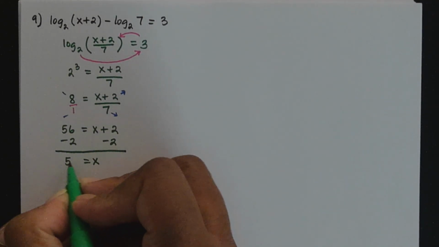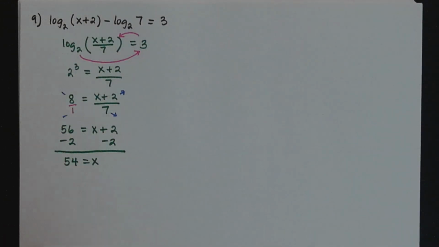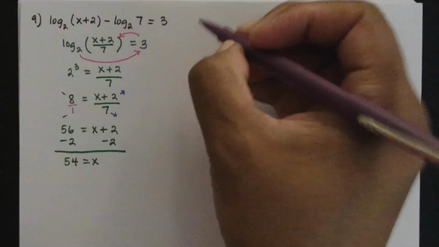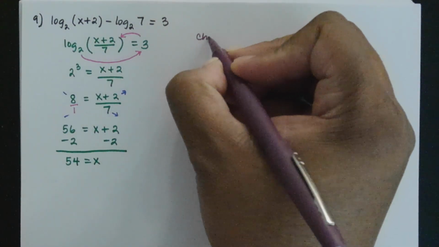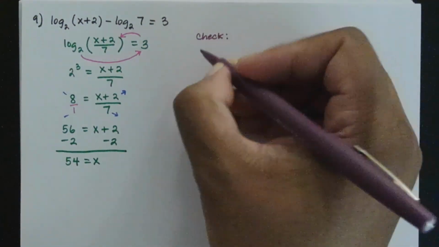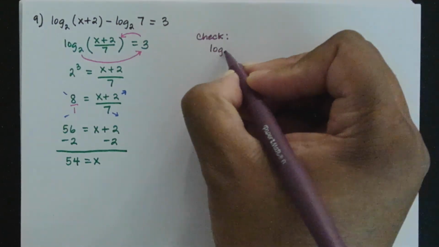So x will be equal to what? 54. And I cannot end it right here because that is my proposed solution. Here I need to check the proposed solution to see if it does satisfy the original equation. So here's how we do the check. You start with the original equation.